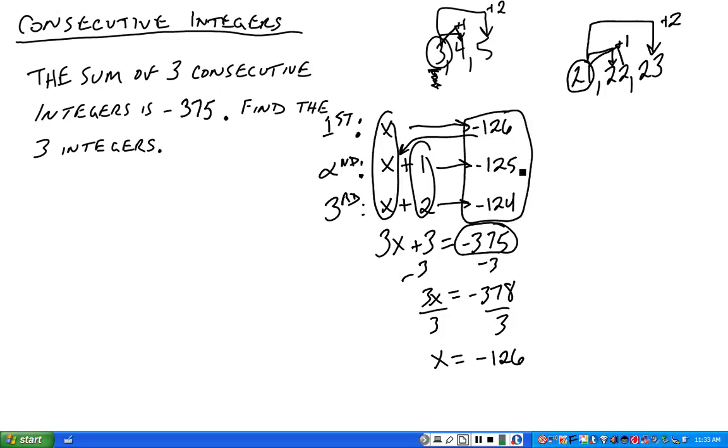Total these up, you should get that. 6 and 5 is 11, plus 4 is 15, carry the 1. 1 and 2 is 3, plus 2, 5 plus 2 is 7, 1 plus 1 is 2, plus another 1 is 3. So this problem checks.